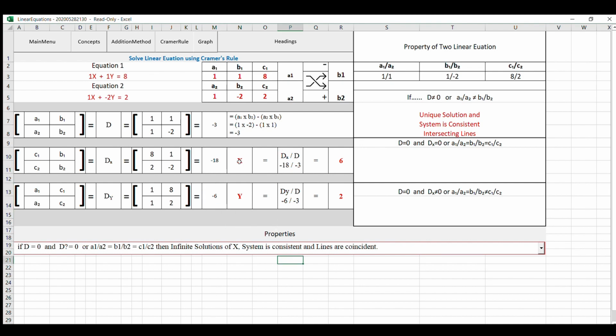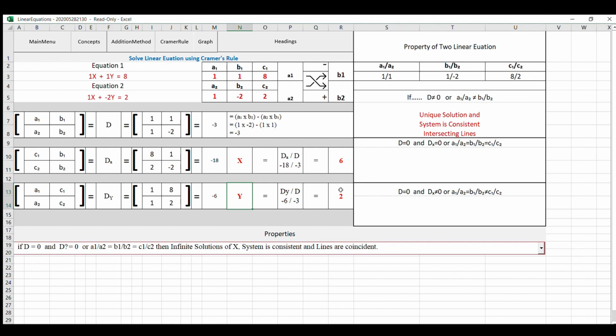Now how do you calculate the value of x? X is equal to dx by d. In this case, minus 18 divided by minus 3, which is 6. Minus minus plus, 18 by 3, 3 6s are 18. So the answer is plus 6. Same way, to find y, you say dy by d. In this case, minus 6 divided by minus 3. 3 2s are 6. Minus minus plus. So your answer is 2. So this is the way you calculate the determinant, and using those determinant values, you calculate x and y.